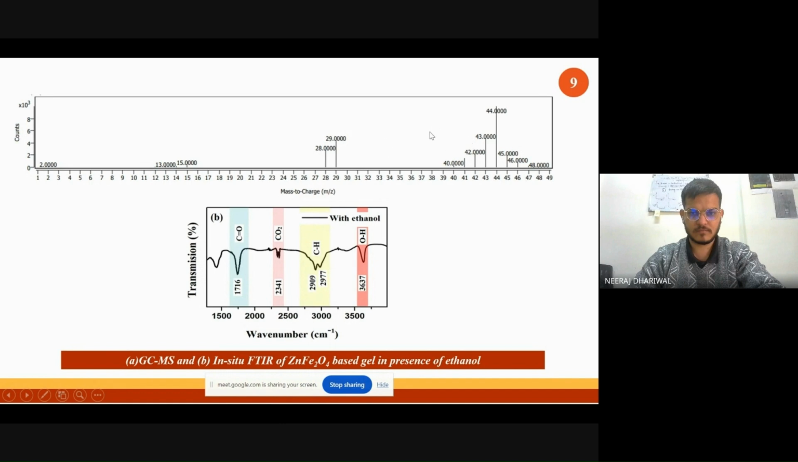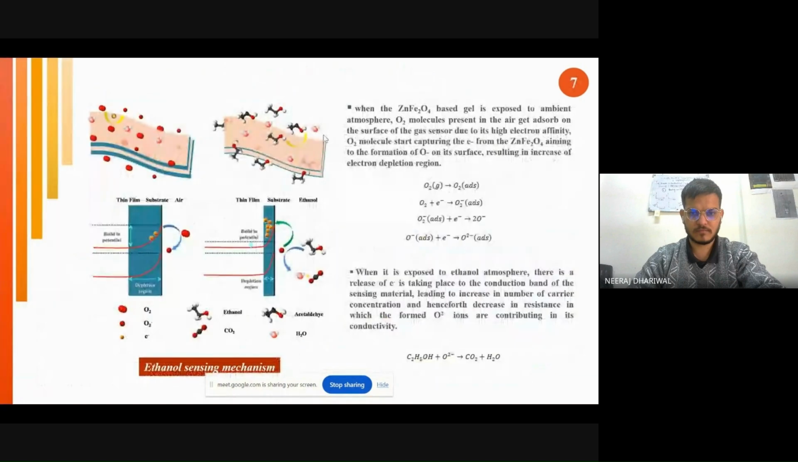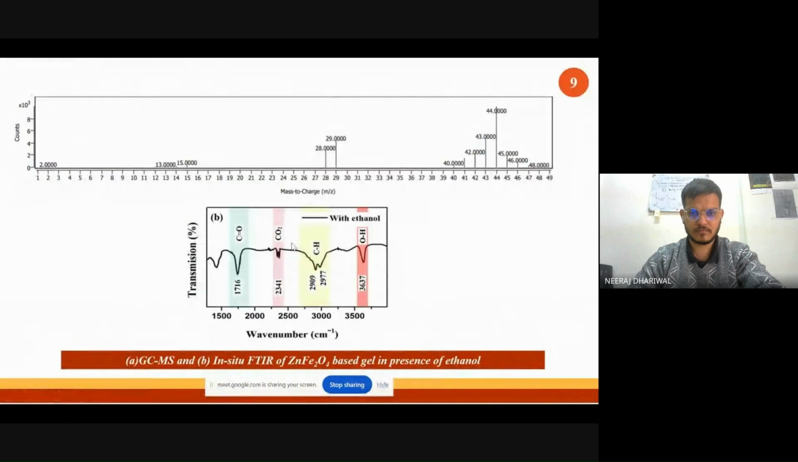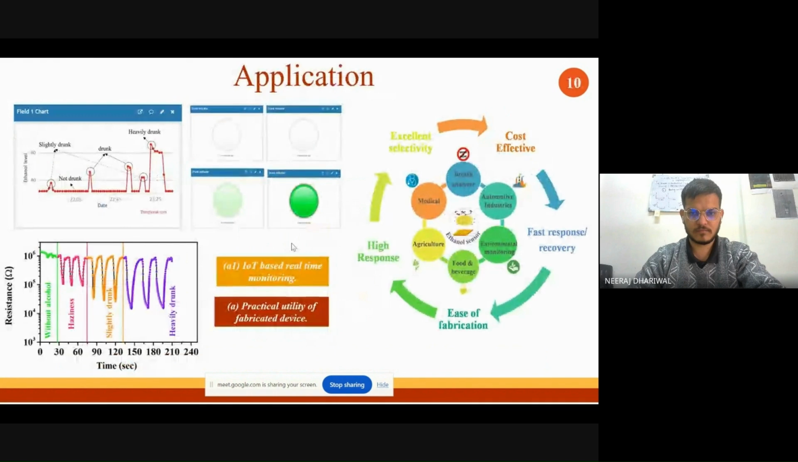This above graph shows the formation of acetaldehyde. The peaks we got for that are 44 m/z and 29 m/z, which confirms the formation that we saw in this mechanism: after ethanol comes into contact with the sensor, it is converted into acetaldehyde, which is also confirmed by the GCMS spectra and the in situ FTIR as well.